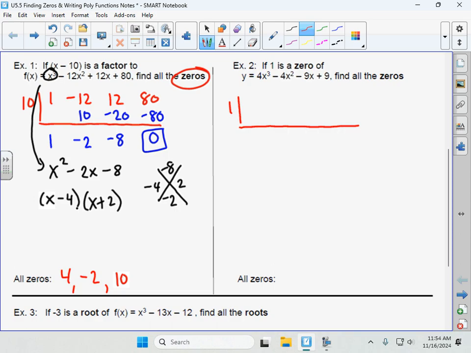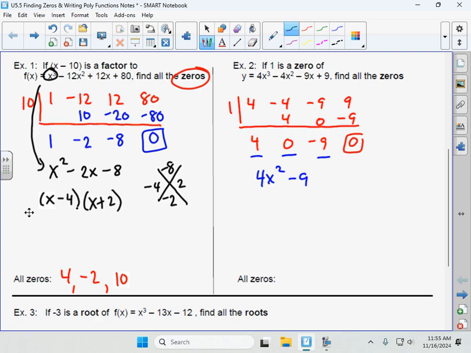So 4, -4, -9, and +9. Bring down the first term, multiply, add down, multiply, add down, multiply, and add down. So we have a remainder 0. Now we'll write our new polynomial. The original polynomial started with 4x to the third, so our polynomial is 4x squared. Then it'd be plus 0x, but we're not going to put that in there because it's a 0x, and then minus 9. Now we want to go ahead and solve this.